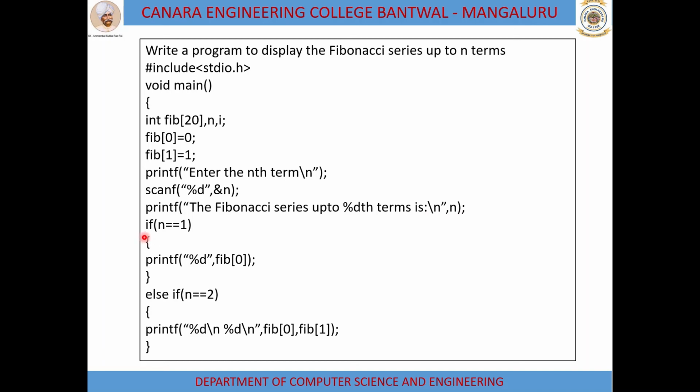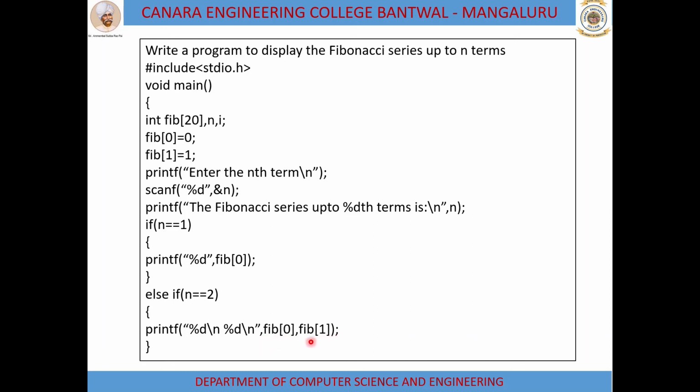Now first I have to check if n is equal to 1. If the user has given input as 1, that means only the first Fibonacci term you want to display, which is already stored in the first location of the array. So if n is equal to 1, then printf %d comma fib of 0. Now if the user has entered 2, then the first two Fibonacci numbers I have to display, which are already stored in the array. So else if n is equal to 2, then printf %d slash n %d slash n, that is one below the other, I want to display. So fib of 0 comma fib of 1.